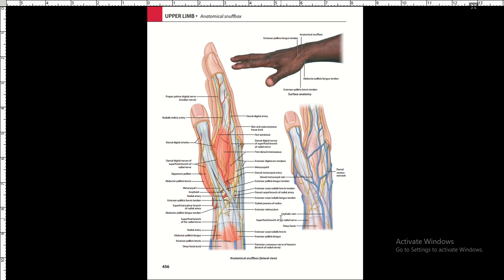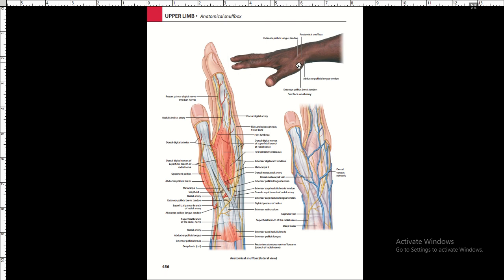Today we are going to talk about the anatomical snuff box. Right here, this is your anatomical snuff box. It is mainly seen when the thumb is extended and the hand is in ulnar deviation, which is medial rotation. In this position, you can actually appreciate a triangular groove right here. That is what you call the anatomical snuff box.